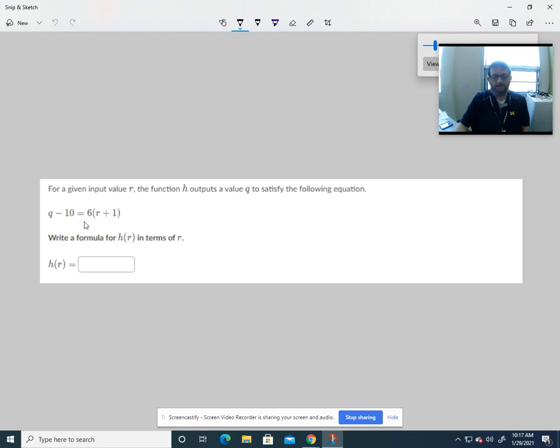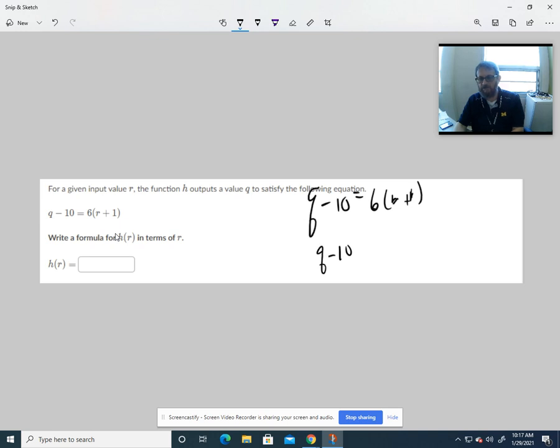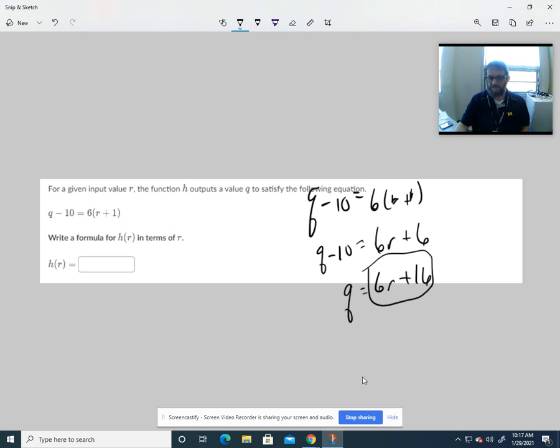This is really an unusual way to say this, but basically you just want this to say q equals, and that's what your h of r is. So you've got your original equation, q minus 10 equals 6 times r plus 1. Pardon my sloppy handwriting. Then you're just going to start with the distributive property, 6r plus 6. Then you're going to add 10 to both sides. And that's all they're looking for, this portion. This would be what h of r equals. So we're going to type in 6r plus 16.